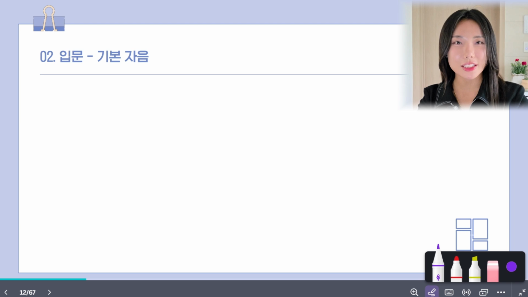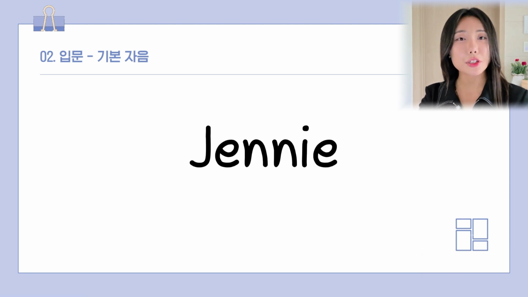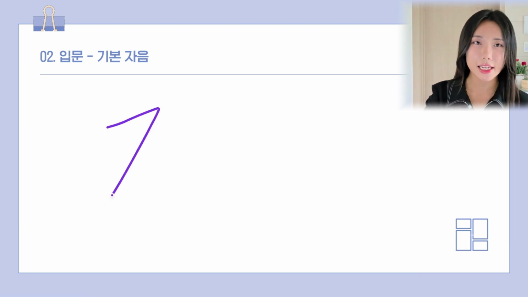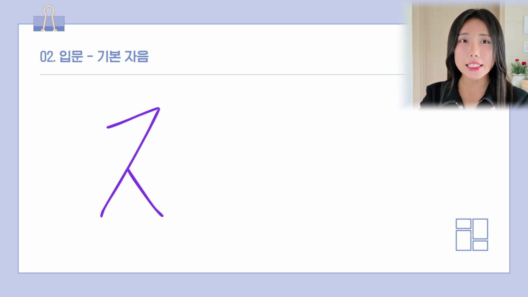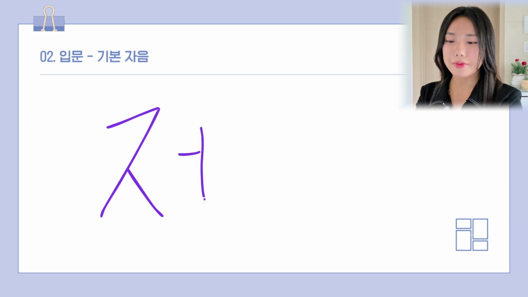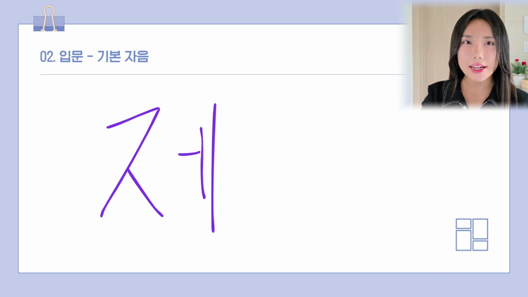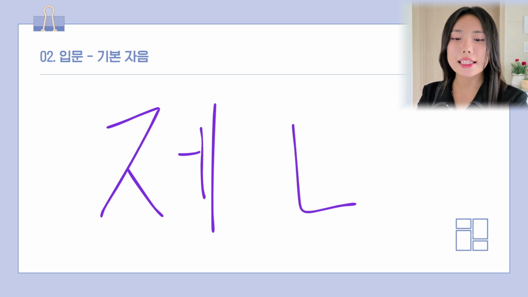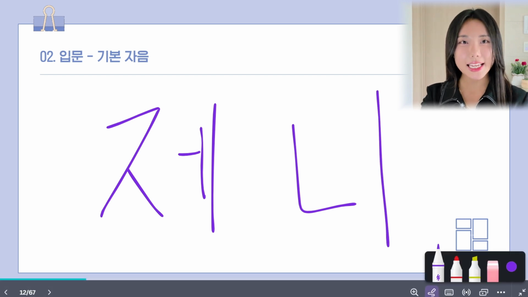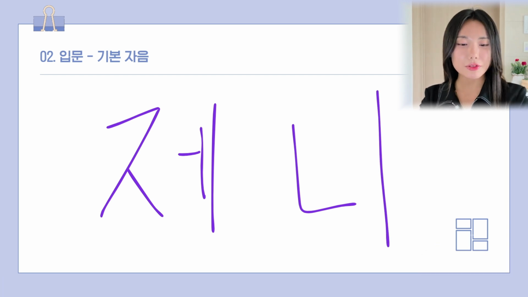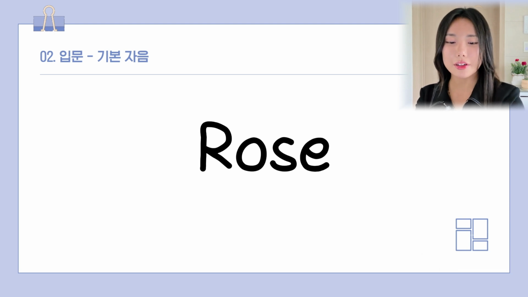Let's try another one. Let's try to write Jenny's name. To write Jenny, first we need J sound. Jenny. So J. And then to make it J, we need E sound. E. We use this E. J. And then Ni. N sound and E sound. N, E. So N, E. This is her name. Jenny. Let's write Rose's name in Korean.